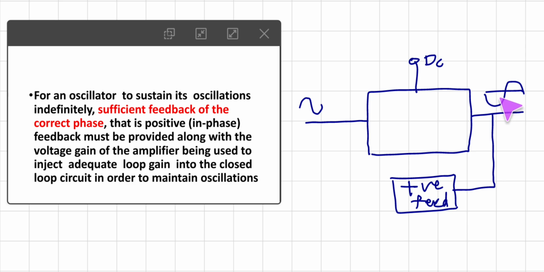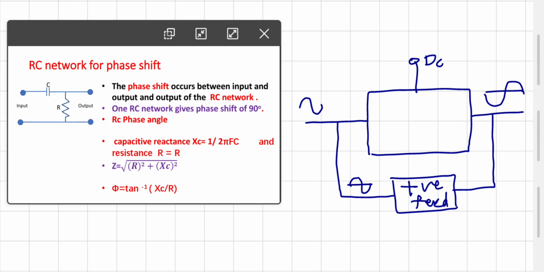Positive feedback means that the output, which is actually an inverted version of the input, once it passes through the feedback network, must be in phase with the input. So both are the same, and that is called positive feedback. Here, sufficient feedback of the correct phase, that is positive, must be provided along with the voltage gain of the amplifier being used, so that the oscillations will be maintained.